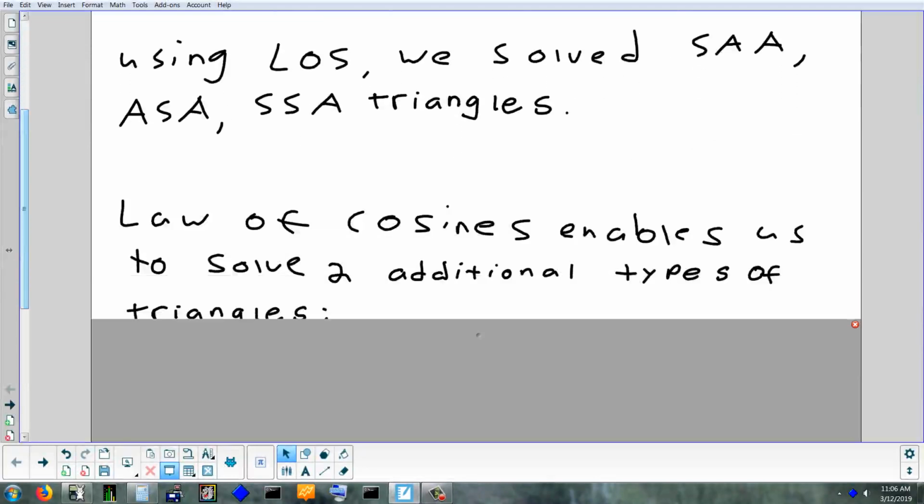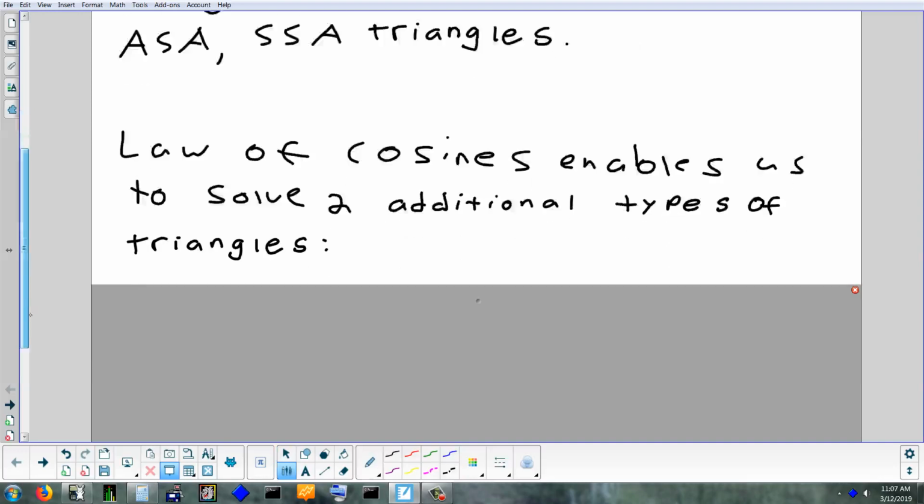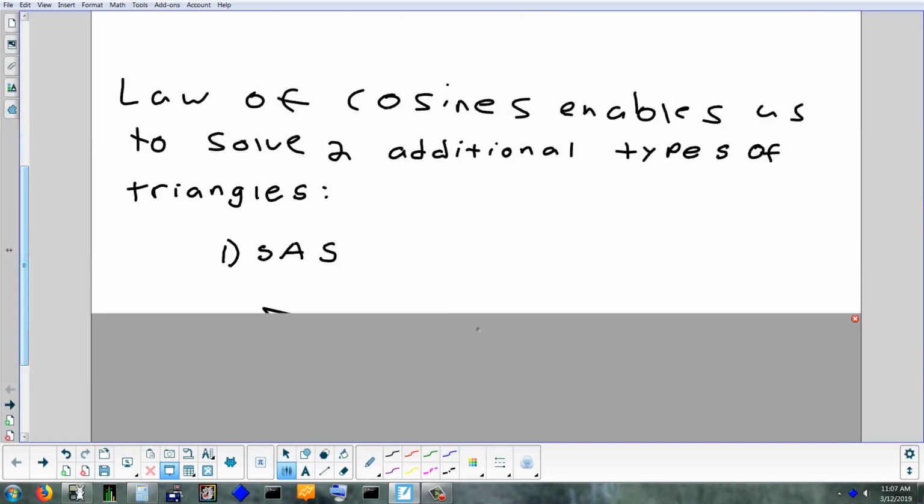Well, the two other types that we can solve can't be done with law of sines. Remember, to use law of sines, you have to have a full row in the table. Well, there's two different cases where, if I start to fill out the table, I won't have a full row. This is one of them. Side, angle, side.